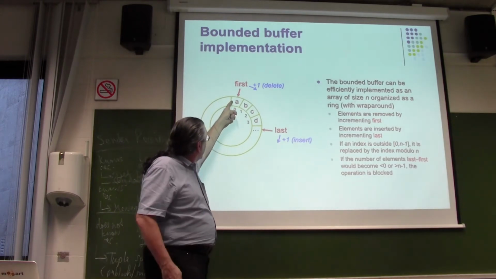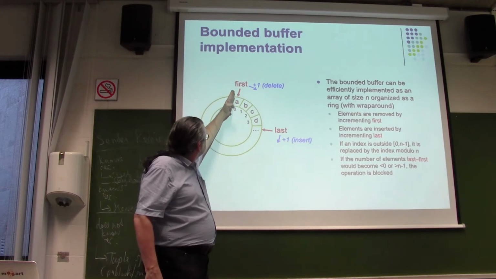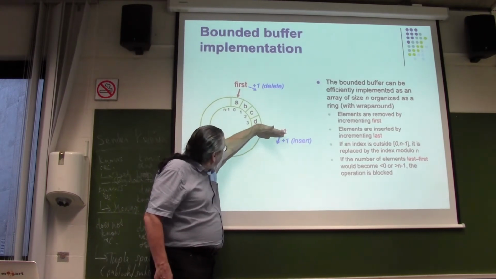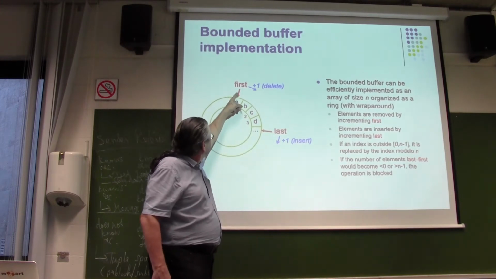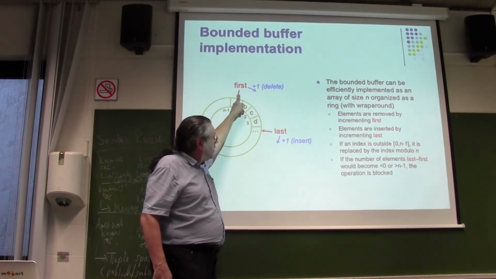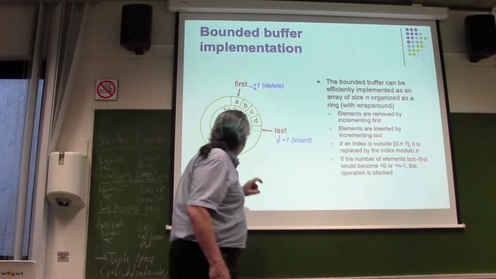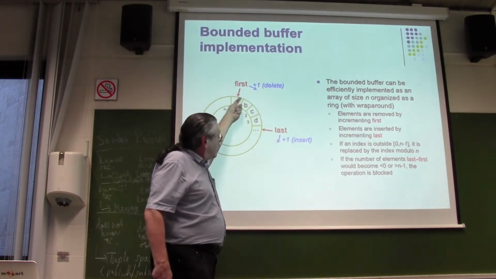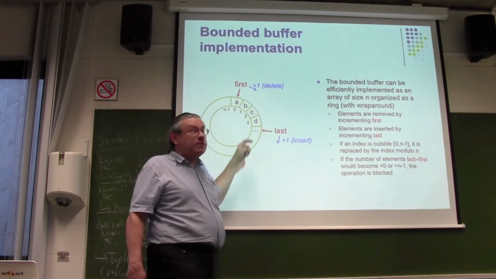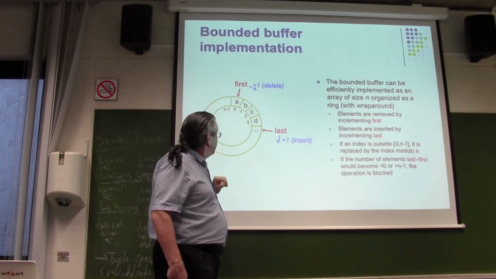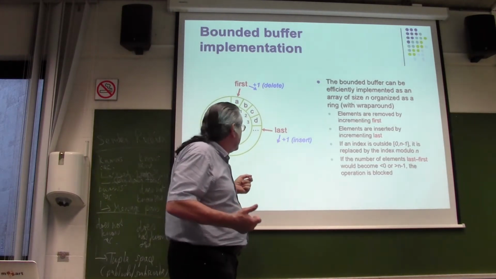Notice you can have two operations that block. If the buffer is empty, then first and last will be the same, okay? So the number of elements is actually last minus first. And if the number of elements is 0, then last and first are going to be pointing to the same element. And if you try to get, you have to block. Okay?